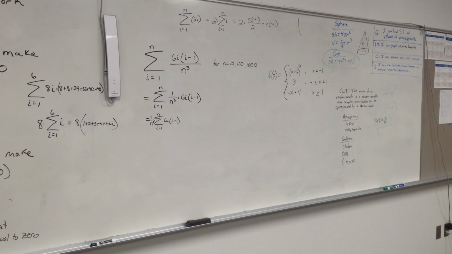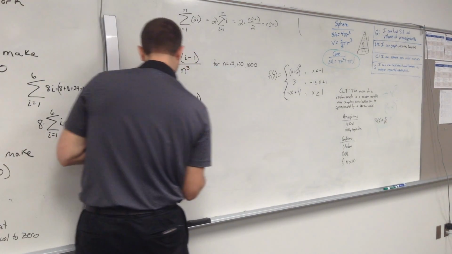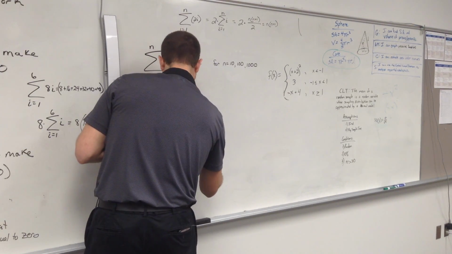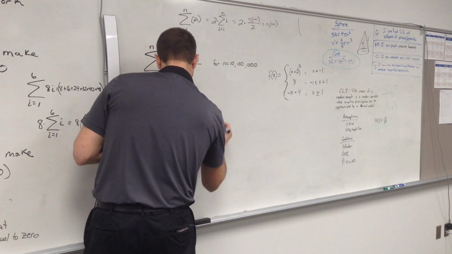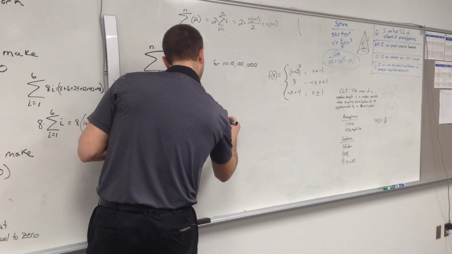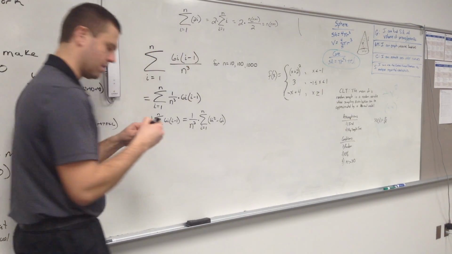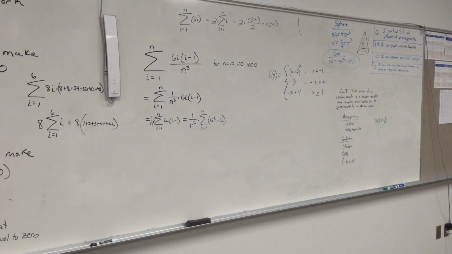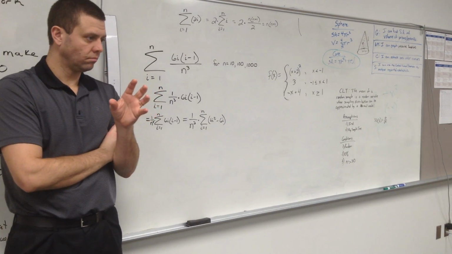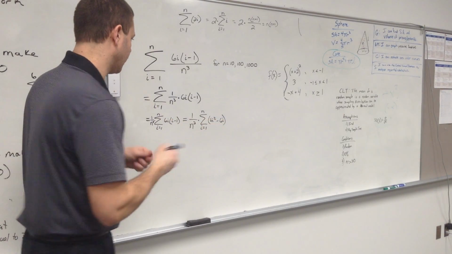What could we do? Can you distribute that? Yeah, that's what I would do. So 1 over n cubed times the sum as i goes from 1 to n of 6i squared minus 6i. So now, since we have a sum or difference, what can I do? Separate it into two separate sums, right?